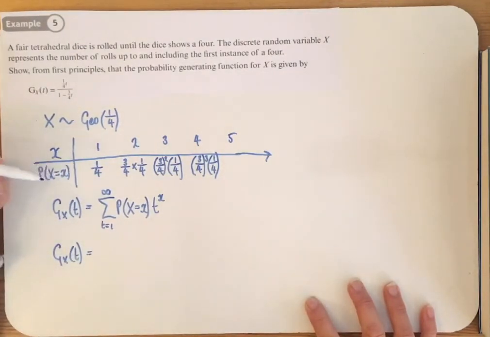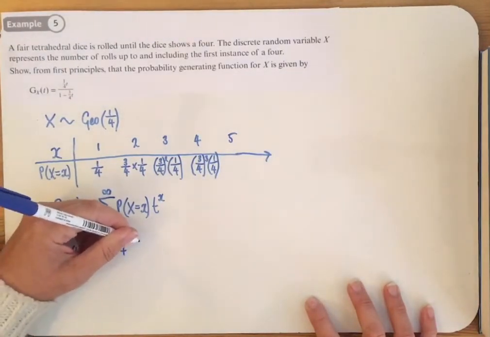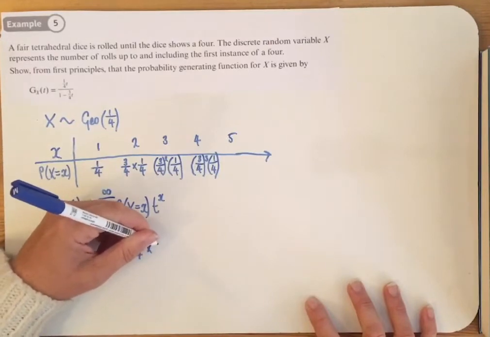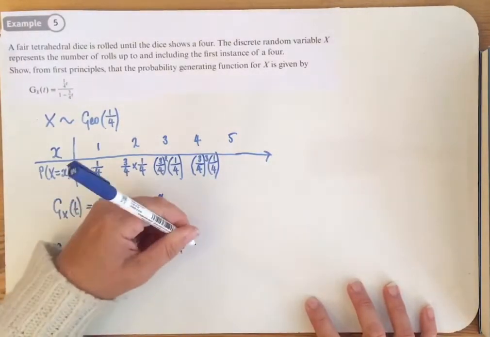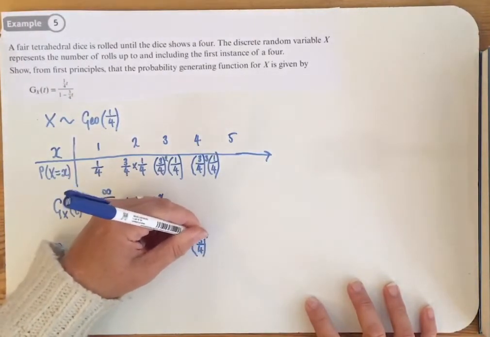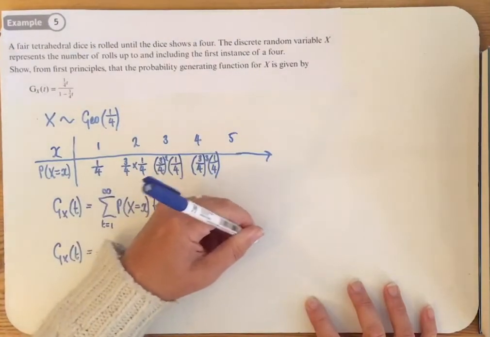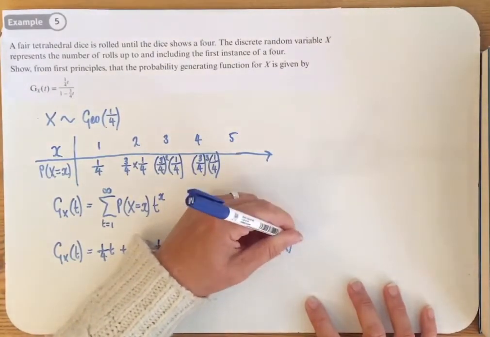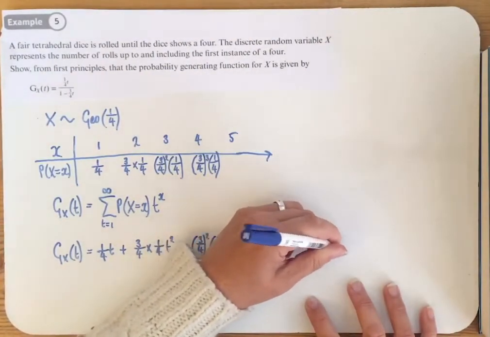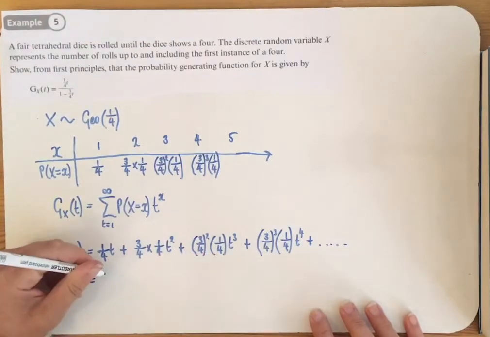So that's our original definition. And so we end up with, starting at 1, a quarter t, and then plus 3/4 times a quarter t squared, plus 3/4 squared times a quarter t cubed, plus 3/4 cubed times a quarter t to the power 4, etc. So I can pull a quarter t out of all of those terms.